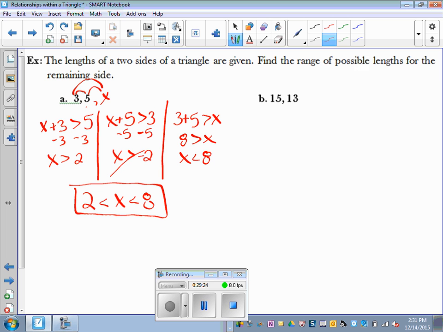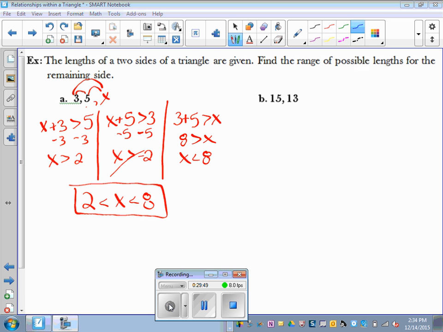So I could have 2.1. I could have 7.99999987623. I could have 5. I could have 4. Anything between 2 and 8 will satisfy the conditions for this to be a triangle. Okay, questions on that? Okay, go ahead and give letter B a try.